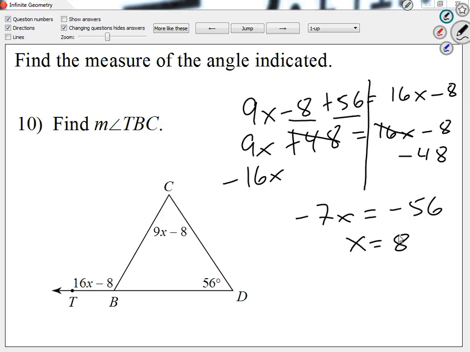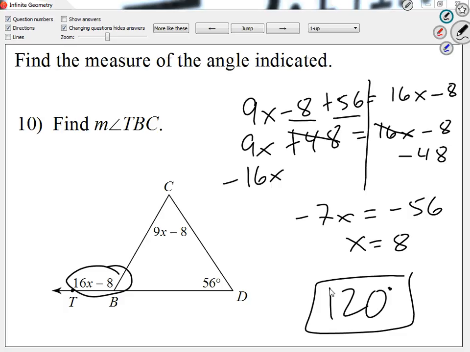Alright, and then let's use x. Let me plug it in. It's asking me to find the angle TBC. If I connect TBC, it's talking about this angle. So x equals 8. Plug it into there. 16 times x minus 8. Not quite. 120. Because we went 16 times 8, which is 128, minus 8, 120. Alright, any questions for the first 16?